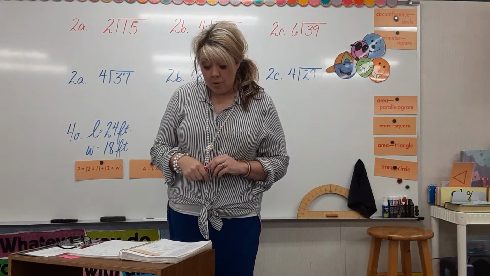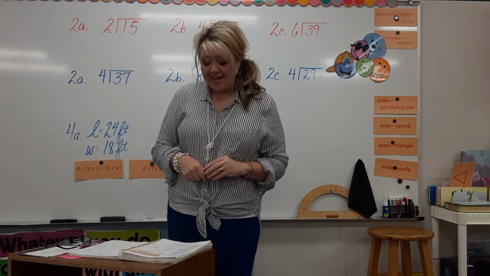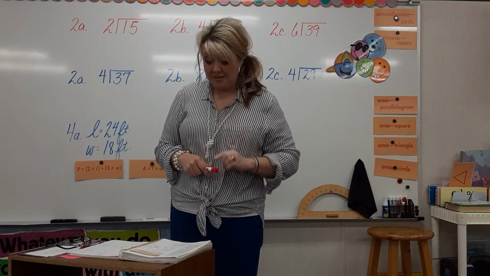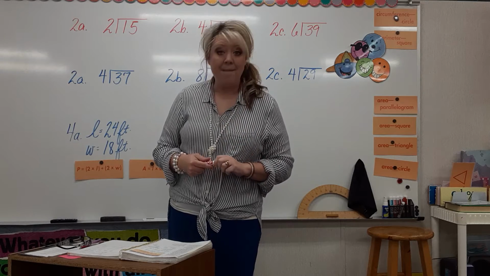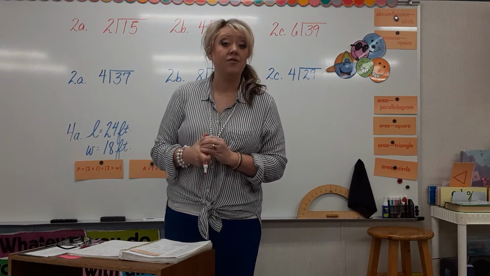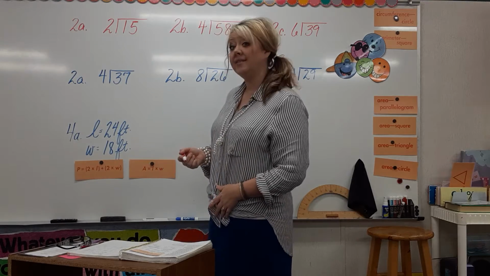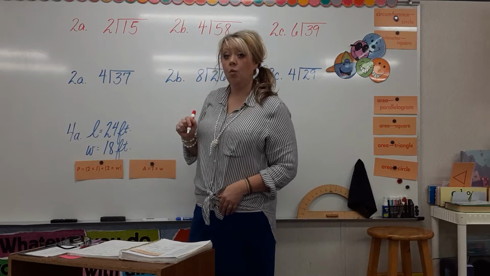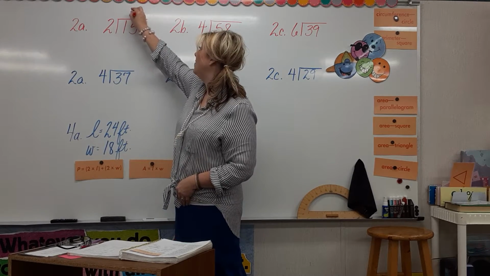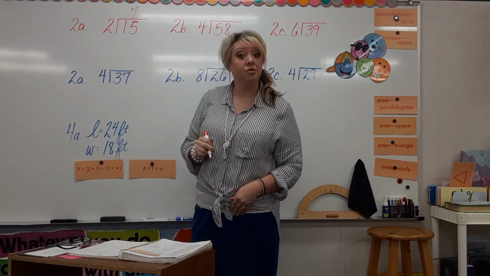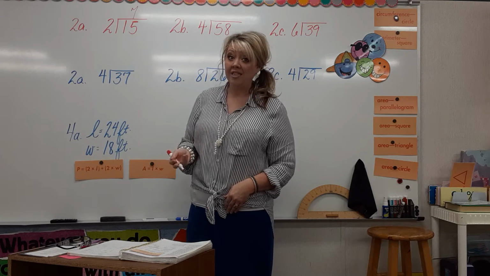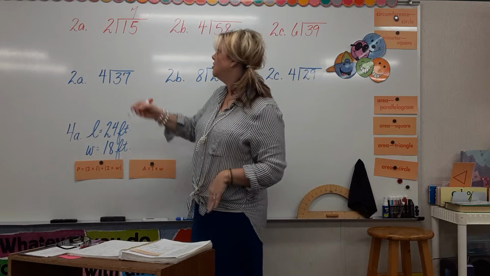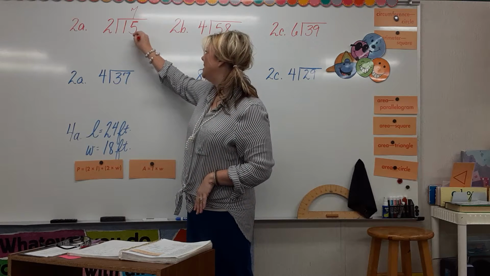So it says in number 1, divide, annex a decimal point and a zero, just 1 0, to avoid a remainder. So none of these should have a remainder. They should all terminate. Let's look at letter 2A. We have 2 into 15. We know that 2 can go into 15 7 times because 7 times 2 is 14. And if I subtract 14 from 15, I have 1 left over. I don't want a remainder. So I'm going to annex a decimal.